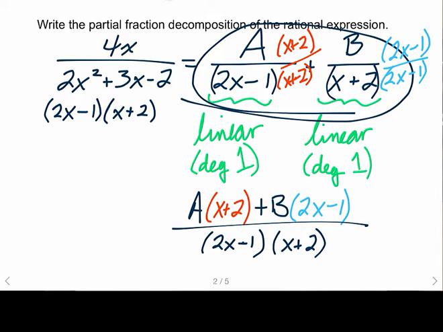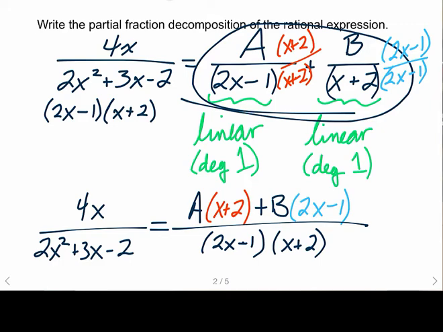If this is starting to feel like the recall that we just saw on the previous slide, it's because it's the exact same principle. This is the right-hand side, which was equal to the left-hand side, and so it still is. And so this equation actually becomes 4x over 2x squared plus 3x minus 2, our original expression, is equal to that combined fraction, A times the quantity of x plus 2 plus B times the quantity of 2x minus 1 divided by 2x minus 1 times x plus 2.